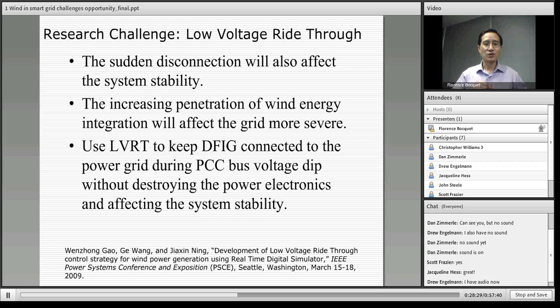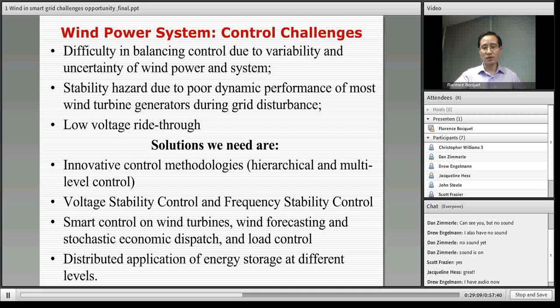So we need to develop low voltage ride-through technology to keep, for example, double-fed induction generator or permanent magnet wind turbine generator connected to the power grid during the POI bus voltage dip. There are two concerns. One concern is we don't want to destroy power electronics in wind turbines. The other concern is we don't want to affect system stability during those events. So we have done some research in this topic area, developing different low voltage ride-through technology to help.